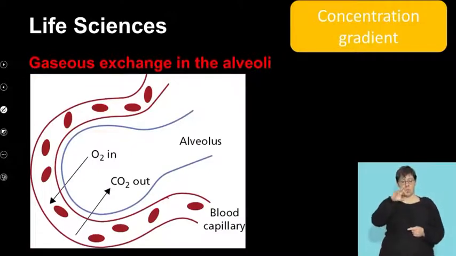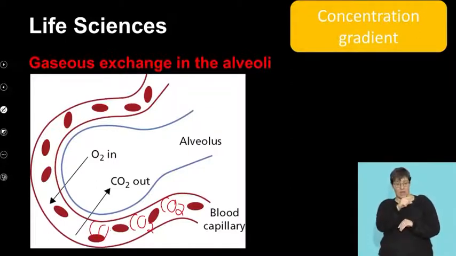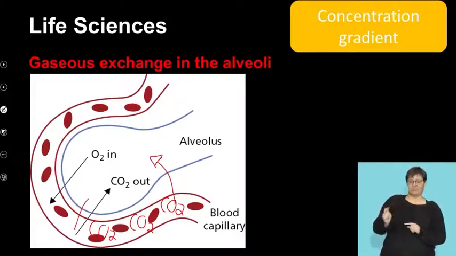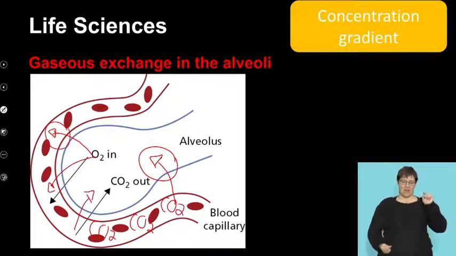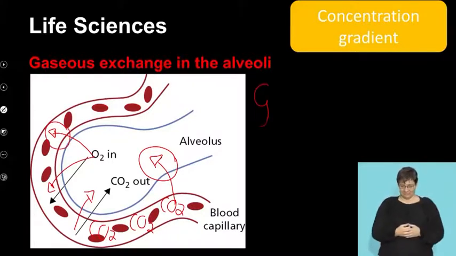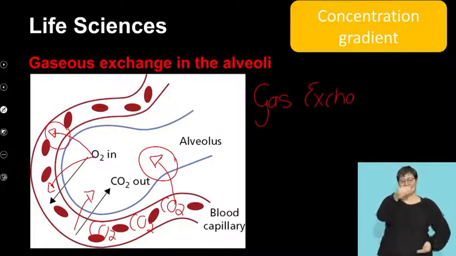So carbon dioxide is traveling, gets to the lungs, and what do I have? I have a high concentration of carbon dioxide in my blood. So where does carbon dioxide move? From the blood capillaries into the alveoli. And remember, what was happening to the oxygen? The oxygen was moving from the alveoli to the blood. Look at my arrows again. They're in opposite directions. What am I doing? I'm exchanging gases. Gas exchange.